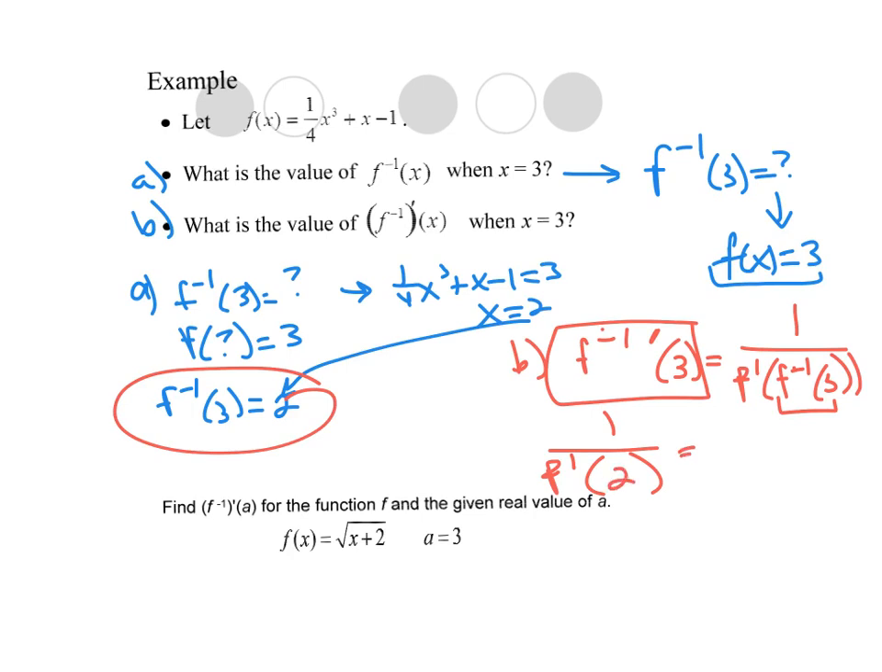Okay, so then I plug that into your derivative function. So I actually have to find the derivative of f of x now. So f prime of x is going to equal 3/4 x squared plus 1. And I have to plug in 2 for that. So I would do 1 over 3/4 times 2 squared plus 1. And I get 1 over 4.